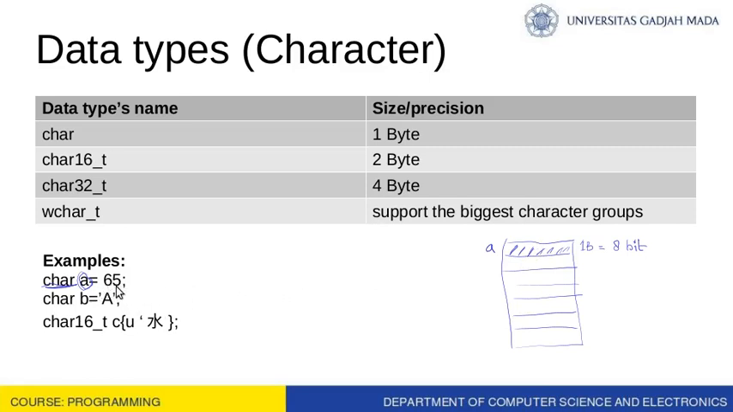So you have to convert this 65 into a binary number, and then you can store it in this memory. Okay, you have to convert that 65 into a binary number, and then you can store it. But you do not have to do this conversion, because the compiler will convert it. You just put this 65.